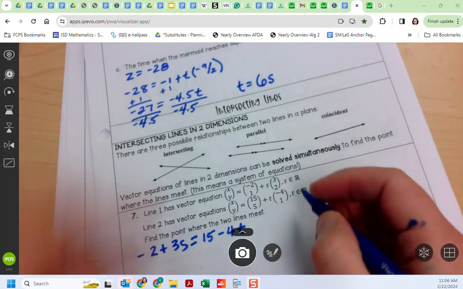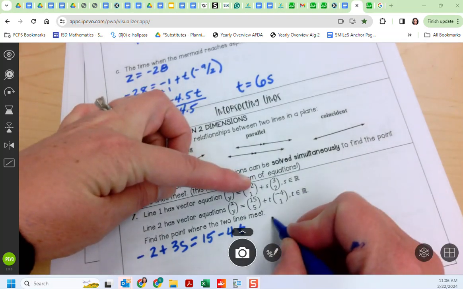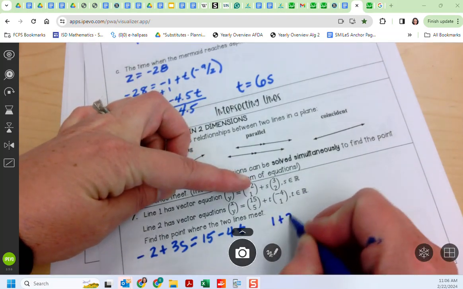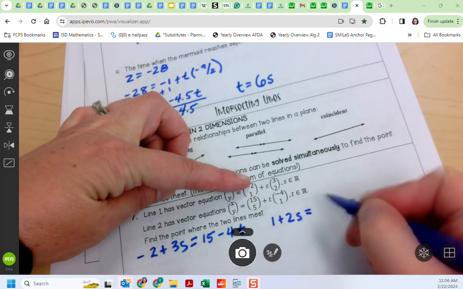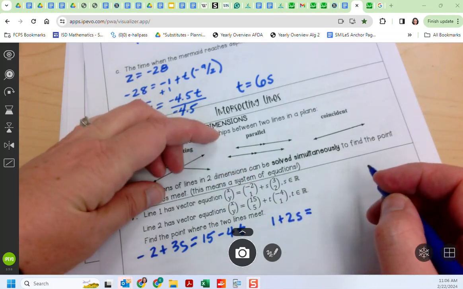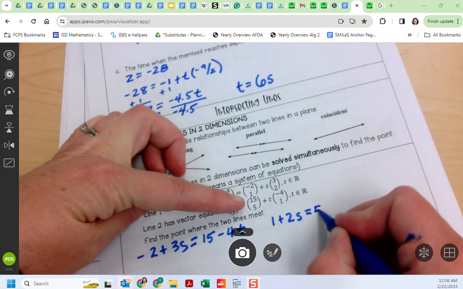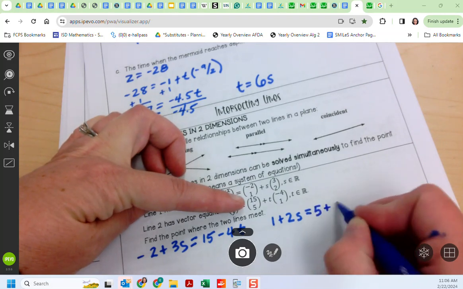So the y's are going to be the same when 1 plus 2s equals 5 plus 1t.